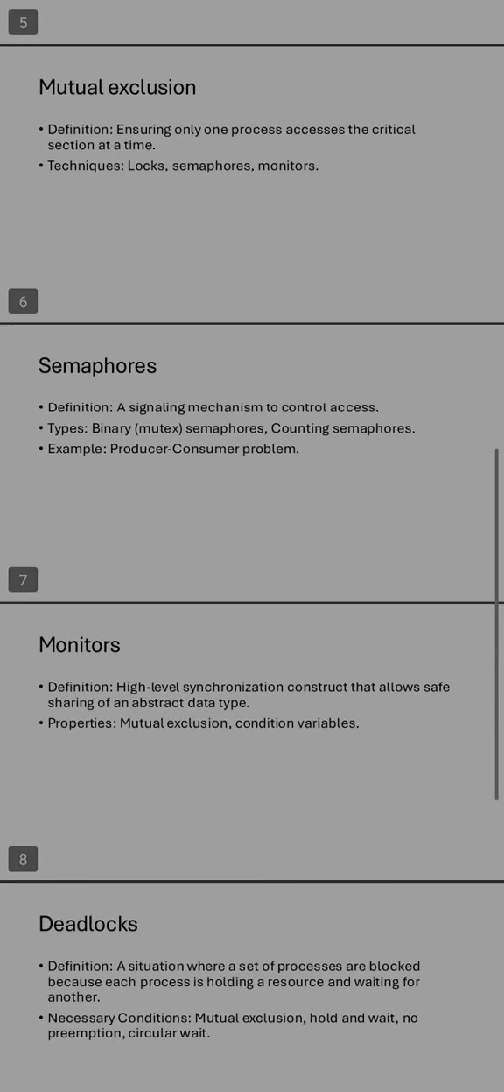First we will see about semaphores. The semaphore definition is a signaling mechanism to control the access. There is a mechanism in which we have to control the access of the processes. The types of semaphores are binary semaphore, also known as mutex semaphore, and the second one is counting semaphore. The example for this is the producer consumer problem. Already we have seen about it.